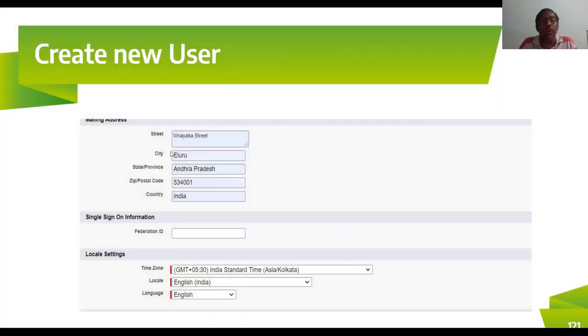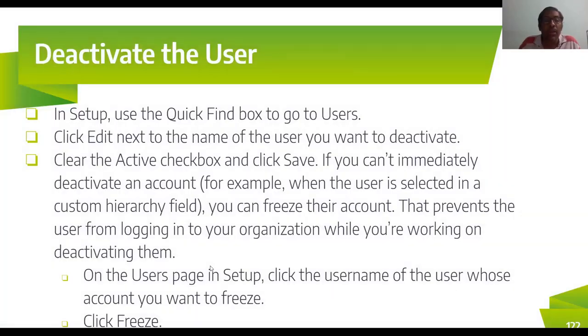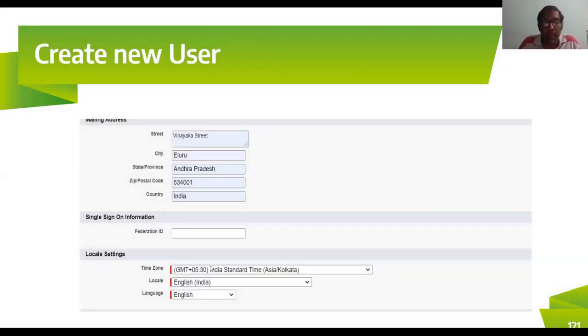After this, in case you want, you can enter the street address, city, state, province, zip code, country, then federation ID. Coming to locale settings, these are all required fields. The time zone will be there by default. Accordingly, if you want, you can change your time zone, your local time, and your language. After you change it, you save it so that the user gets saved.